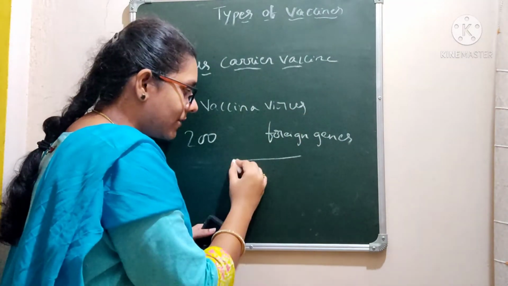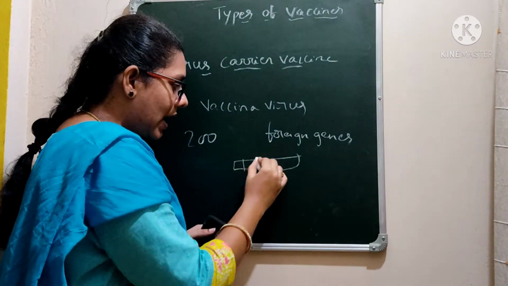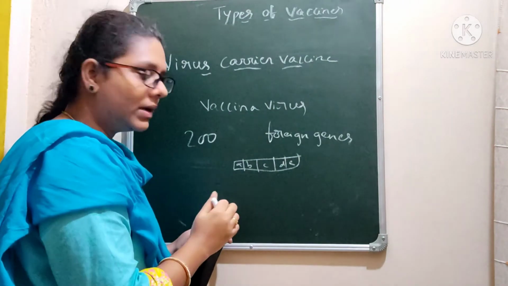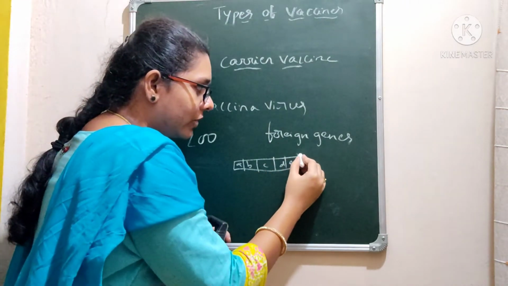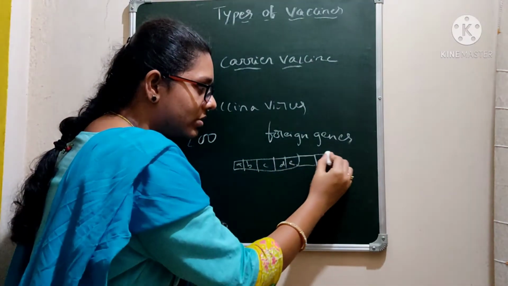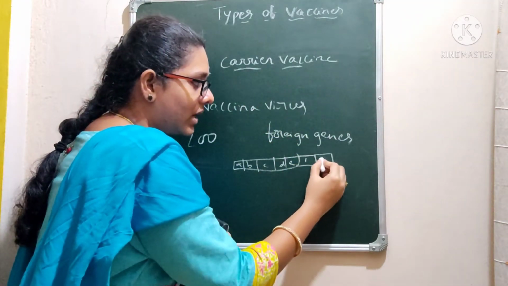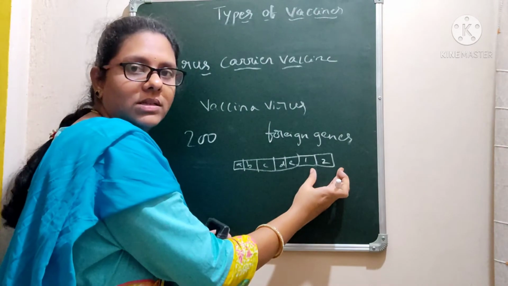What happens when we insert the foreign genes into a Vaccinia virus? For example, this is a Vaccinia virus, okay? It has A, B, C, D and E genes, right? And here we are going to insert a few more genes into the genome of the virus. For example, gene 1 and gene 2. These are the foreign genes, okay?